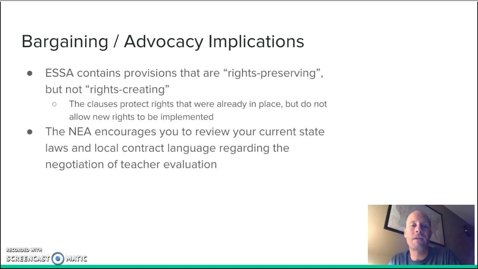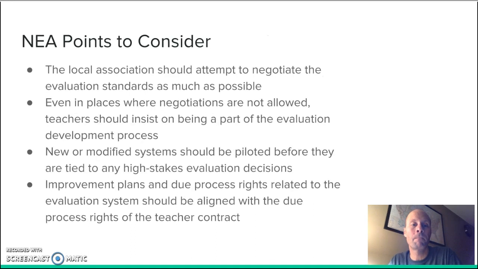Some of the bargaining and advocacy implications. ESSA contains provisions that are rights-preserving rather than rights-creating, meaning if a certain right was already in place, it remains in place, but new rights or clauses cannot be implemented. Some other points to consider about ESSA. The local association should try to negotiate evaluation standards when possible, and in places where negotiations are not allowed, teachers should try to be involved in the evaluation development process. These new systems need to be piloted before they are tied to any high-stakes evaluations, and improvement plans and due process rights should be aligned with the due process rights that are already in the teacher contract.